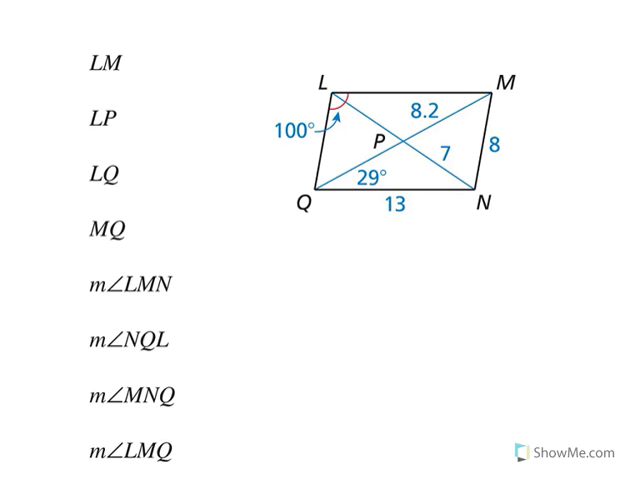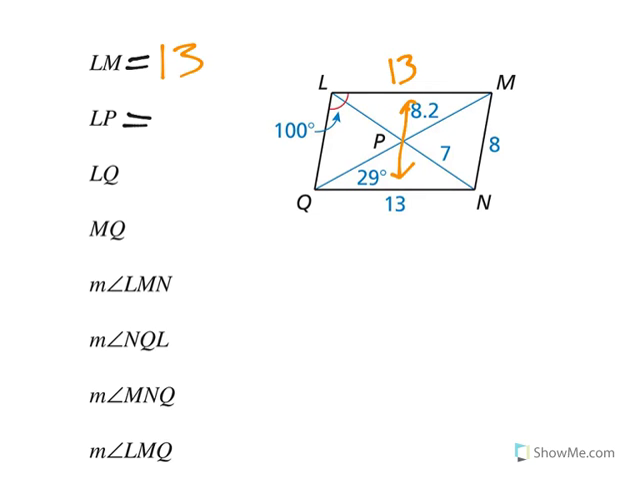So in this problem, we're going to find all these indicated values here that are on the left using our diagram, and using all these properties that we just learned about parallelograms. First it asks us for LM. LM is a side, and our sides are always equal to the opposite side. So if I look opposite of LM, it's 13, so that means LM would be 13.